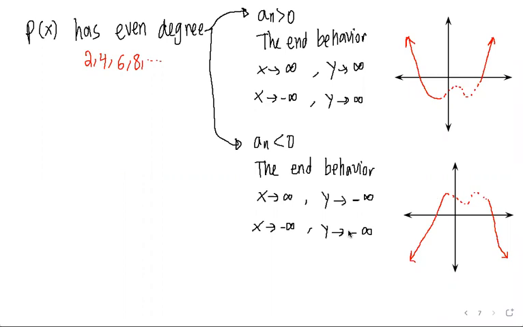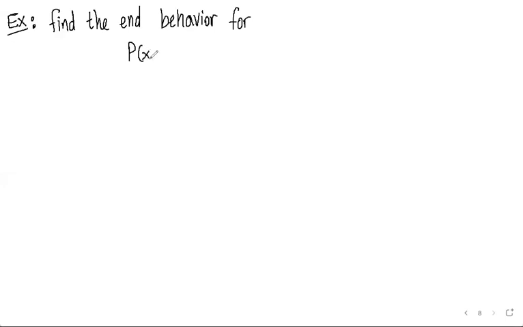Okay, I'm going to give you an example. The example is: find the end behavior for b of x equals minus 5x cubed plus 2x squared plus 4x.